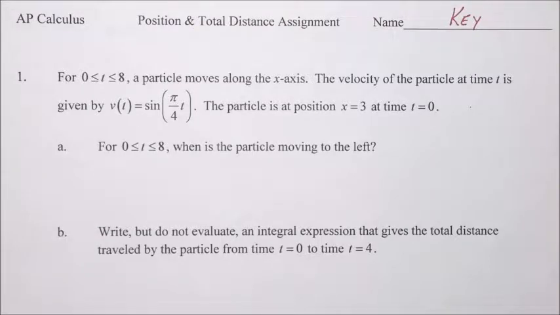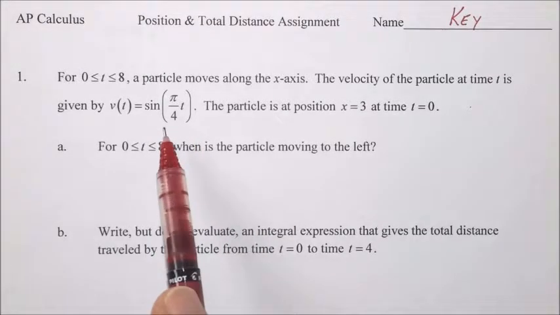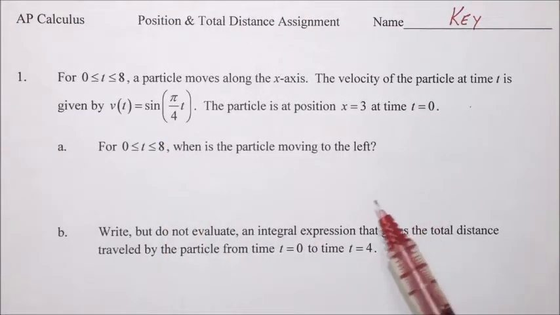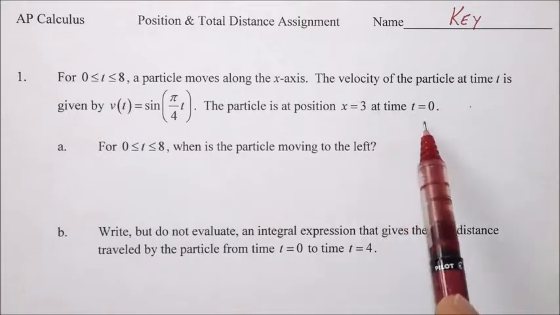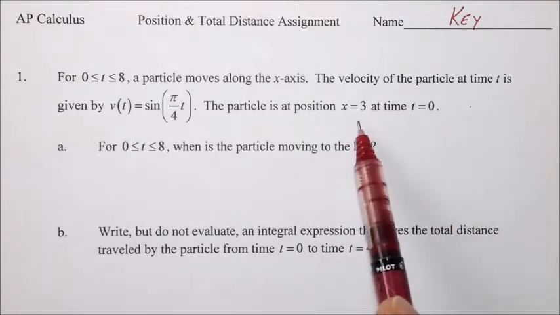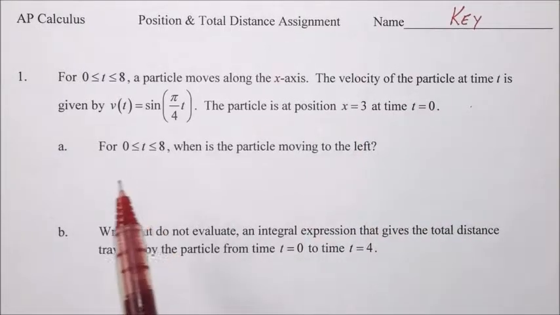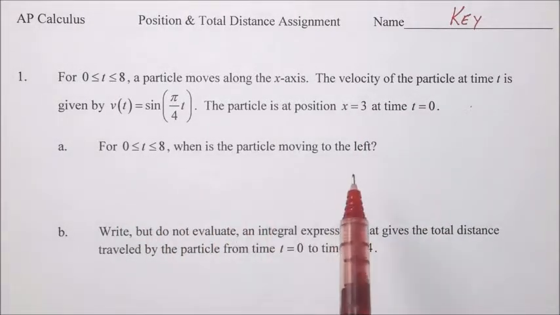Here's an answer key for the position and total distance assignment. On the front page, our first problem, we're given the velocity of a particle to be sine of pi over 4t. This is valid for the domain from 0 to 8 for t, and at time t equals 0, the particle is 3 units to the right of the origin. So question A asks, when is the particle moving to the left?